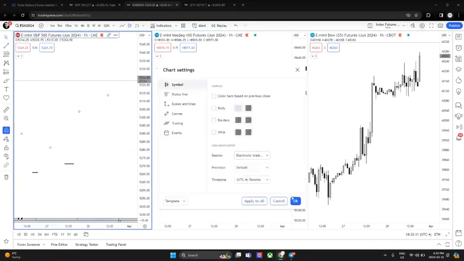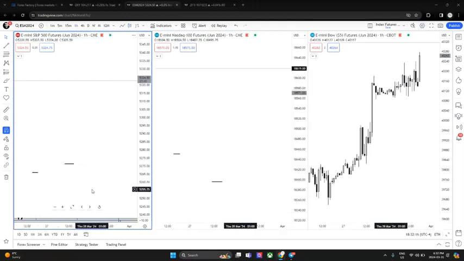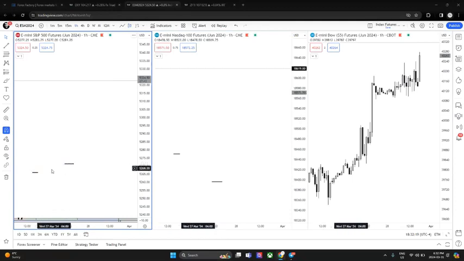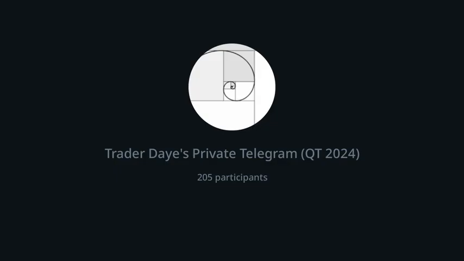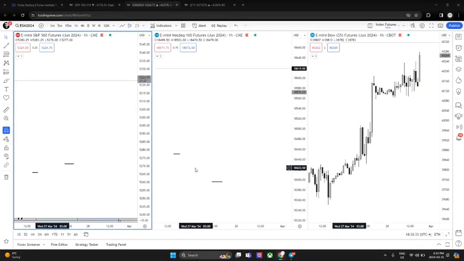The algorithm doesn't care about wicks, right? It's the closes. You can see that here we had a higher close, here we had a lower close, right? You can see that here price closed below this close right here. And it must happen on specific time frames. And this is why it won't work for anyone, right? Because this is literally what the algorithm sees.